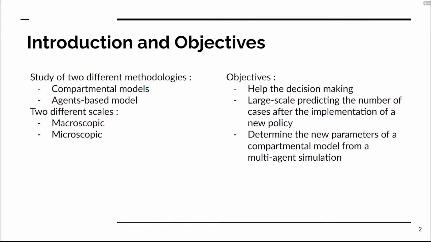So I will start with a quick introduction, and I will try to explain the objectives. I've been working on two different methodologies: the compartmental model and the agent-based model, which are applied to two different scales, macroscopic and microscopic. The objective was to see if it's possible to predict the number of cases after the implementation of a new policy at a large scale, and to see if we can determine the new parameters of a compartmental model from a multi-agent simulation.